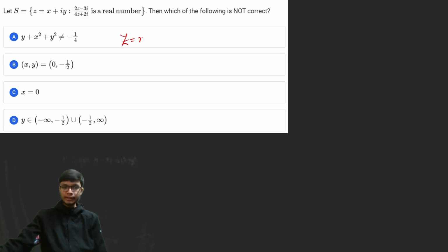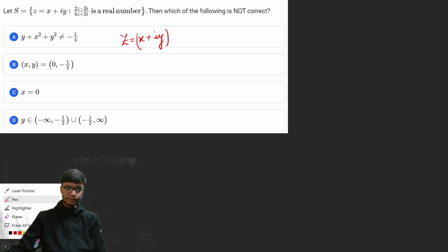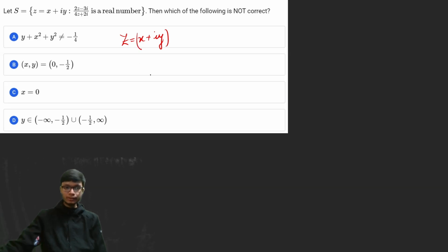So it is said that z is equal to x plus iota y, and that this particular complex number, let me write it as z1, that is, 2 times (z minus 3 iota) whole divided by 4 times (z plus 2 iota), is a real number. Okay, it is a real number.